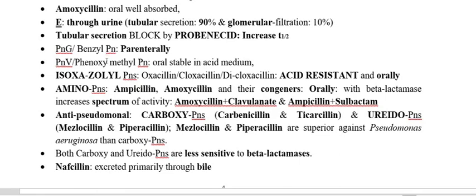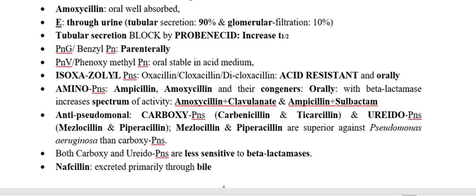Why are we calling it repository penicillin G? Because the drug is slowly absorbed into the systemic circulation, and it will prolong the action of the drug, and that is why this is called repository penicillin G.